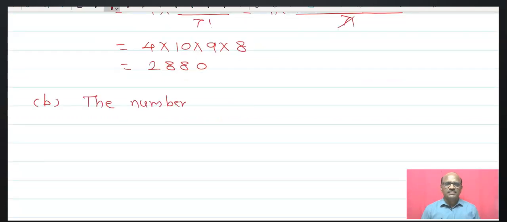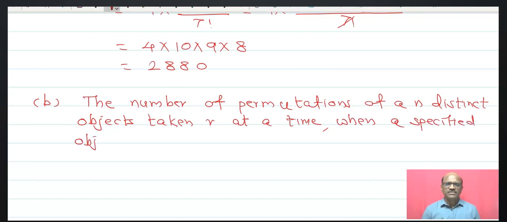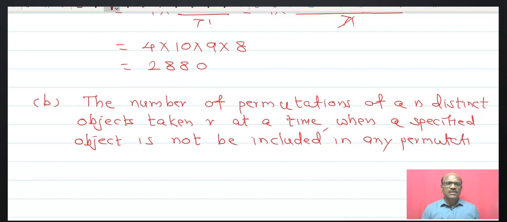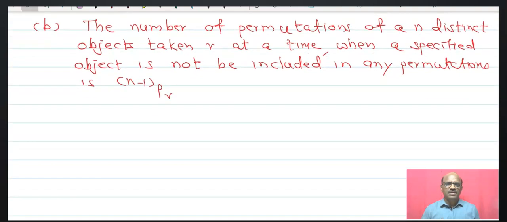Now the second part, the number of permutations of n distinct objects taken r at a time, when a specified object is not to be included in any permutation, is (n minus 1) P r.